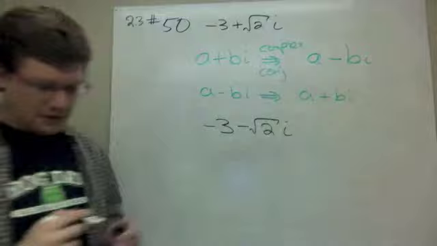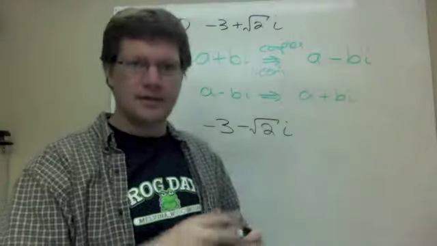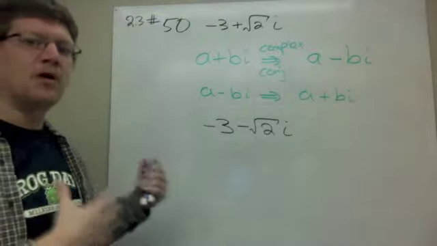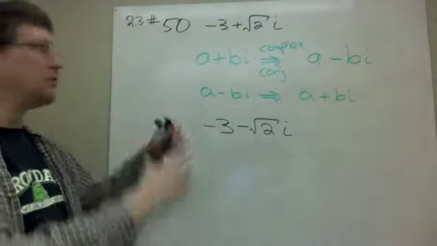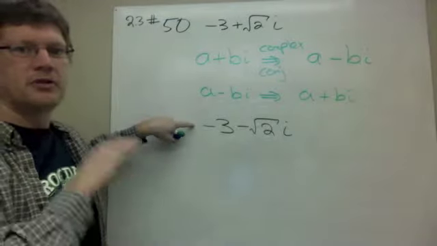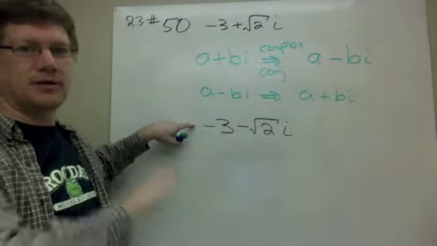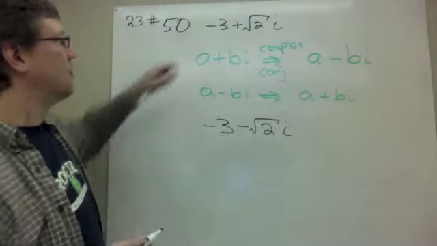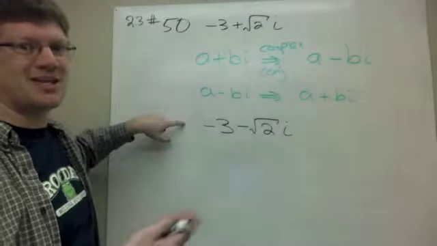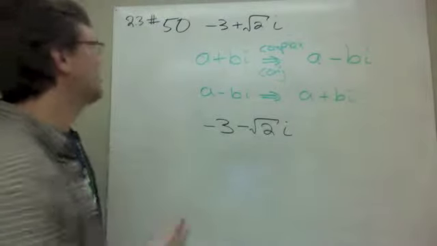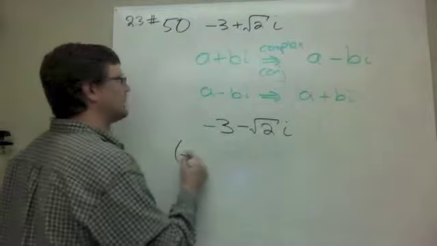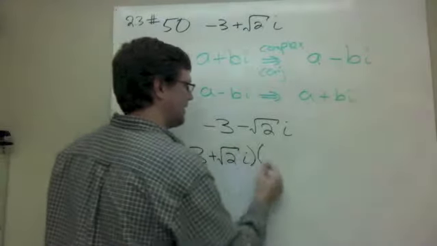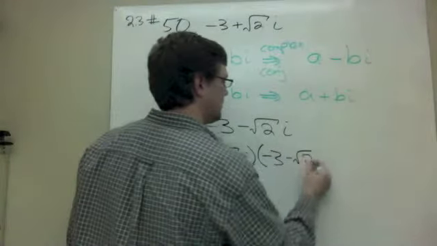Okay? Now, it also says to double check that these are complex conjugates by multiplying together. If they are complex conjugates, when we multiply these two numbers together, we should just end up with a real number. The complex bits go away entirely. So we multiply these in the same way that we multiply binomials, which we just did in the last example. Minus 3 plus square root of 2i times minus 3 minus square root of 2i.